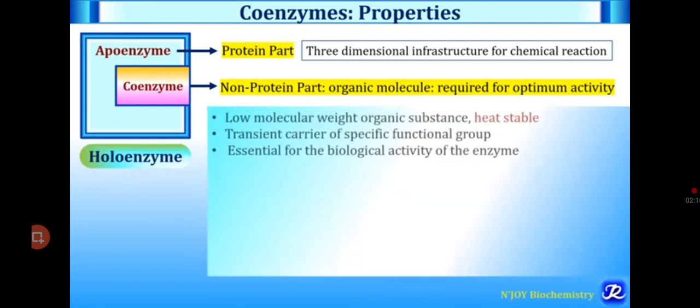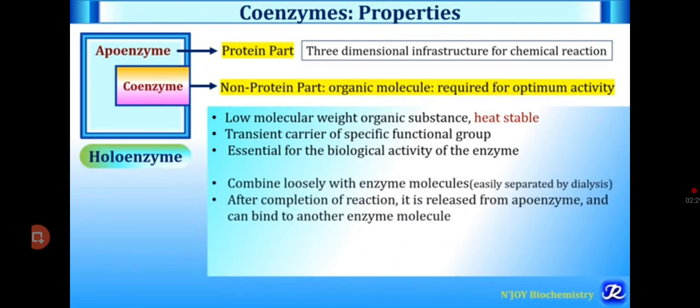This coenzyme is a low molecular weight organic substance. It is heat stable. It is a transient carrier of a specific functional group, which is essential for the biological activity of the enzyme. The coenzyme combines loosely with the enzyme molecule, and it is easily separated by dialysis. So what is coenzyme? Coenzyme is a non-protein, low molecular weight, heat stable, dialyzable organic molecule, and it is required for optimum activity of the enzyme.